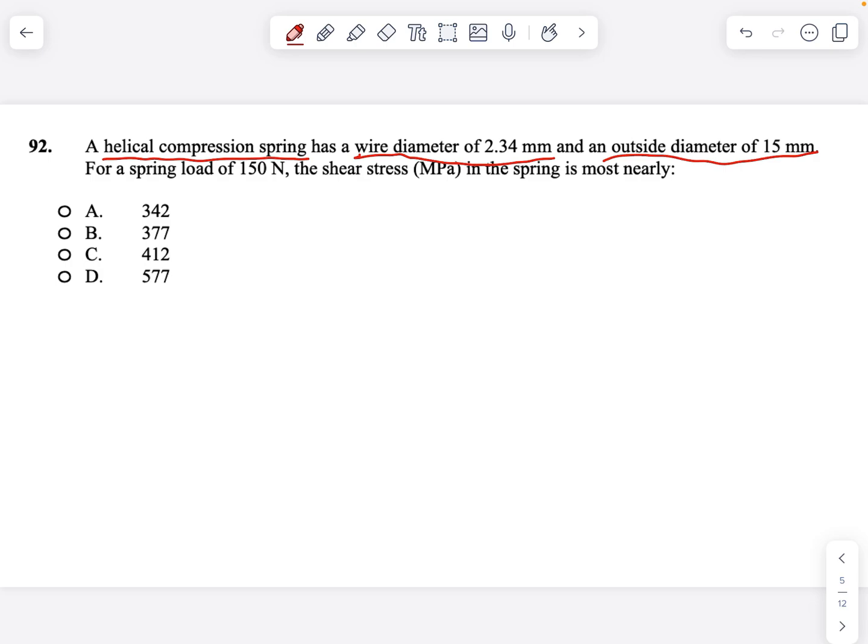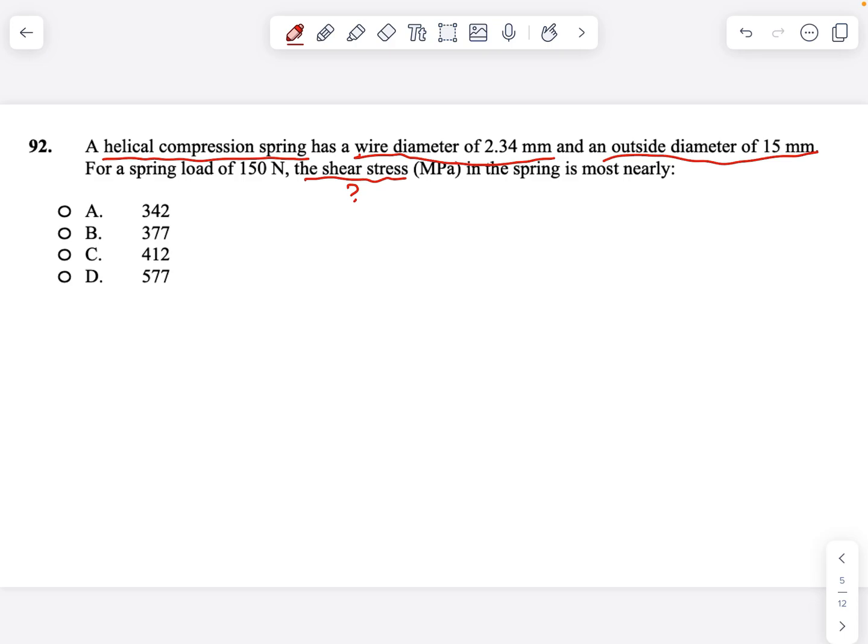Now there are a lot of questions like this where it's not going to be an exact answer. You're going to do the math and say you're going to get 340. So you really have to know that going into the test. That's something that's very, very important. So let's start this off. I know we're going to be looking for shear stress. That's what we're trying to find.